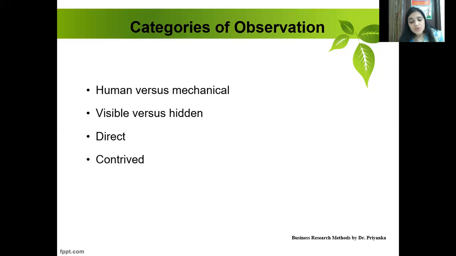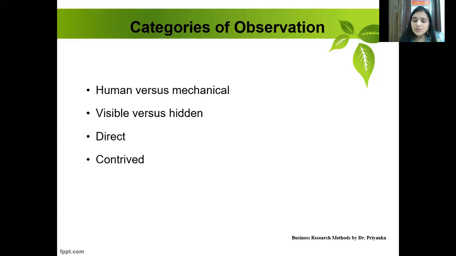An observation situation in which the observer's presence is known to the subject whom we are studying is visible observation. For example, you have already told the person that they will be observed, or maybe the person knows that there is a camera in the room and everything he is doing is being recorded. That is visible observation. A situation in which the subject is unaware that observation is taking place is hidden observation.